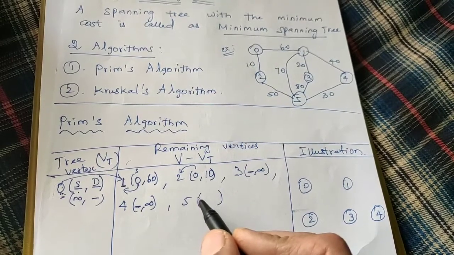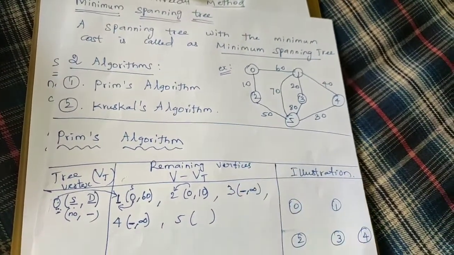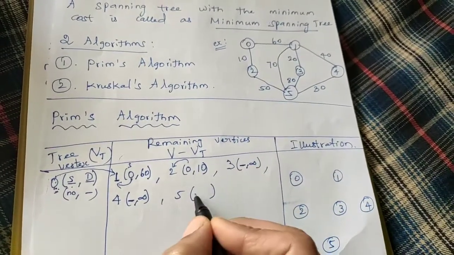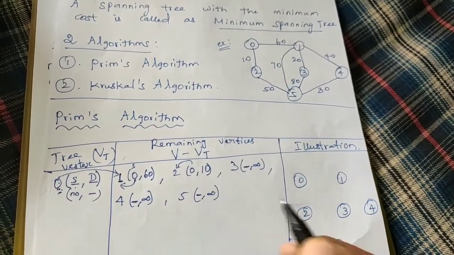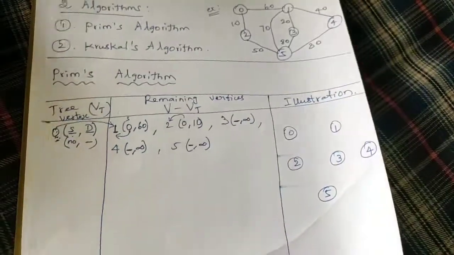Now 0 to 5, will I be able to visit or not? I need to check my graph. 0 to 5 also I cannot visit, so I will just leave this as empty, this as infinity. So the first step of Prim's algorithm is over.